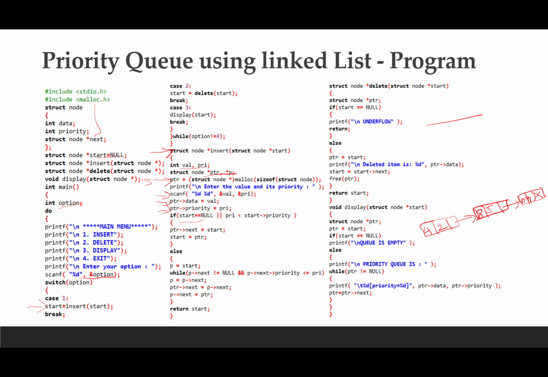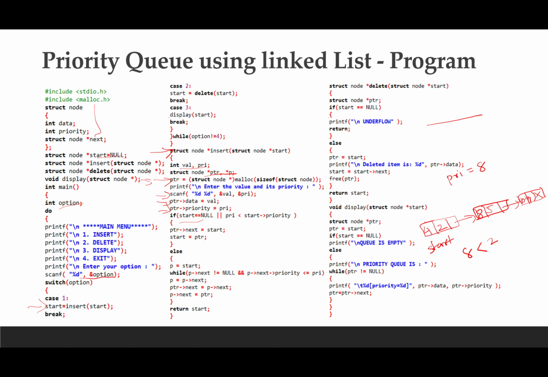Okay, now I'm giving PRI equal to 8. Here it will check the condition. This is the start point. We are checking the condition: PRI 8 is less than or equal to start of PRI. So it will check the condition. What is the condition?